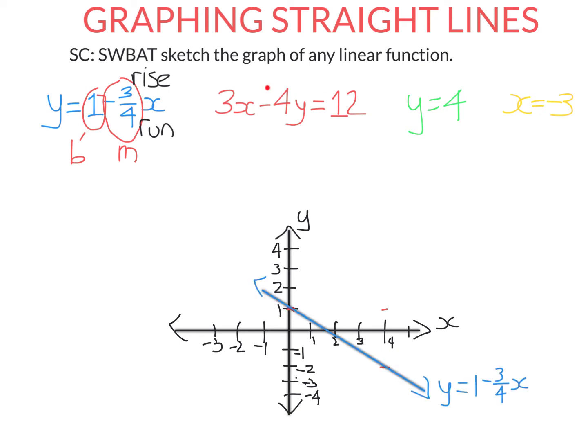So let's look at this one here. This is not in the form y equals, so we can't easily read off the gradient and y-intercept. So when it's in this general form ax plus by equals c, it's probably easier to use the x-y-intercept method.